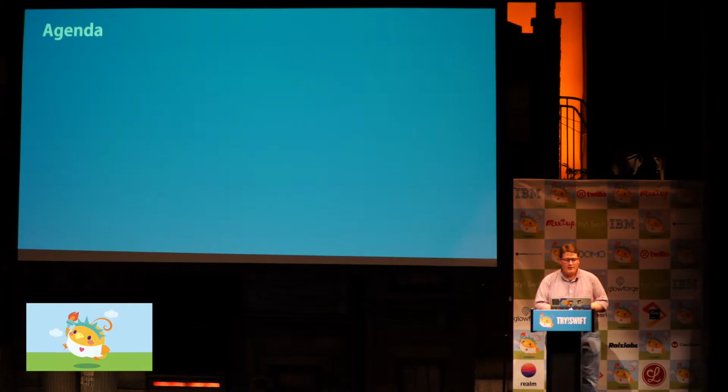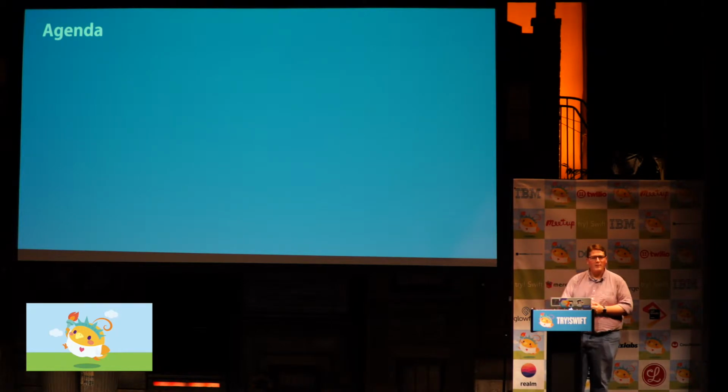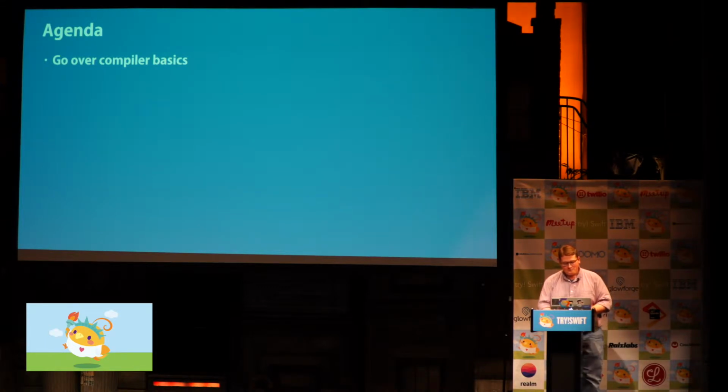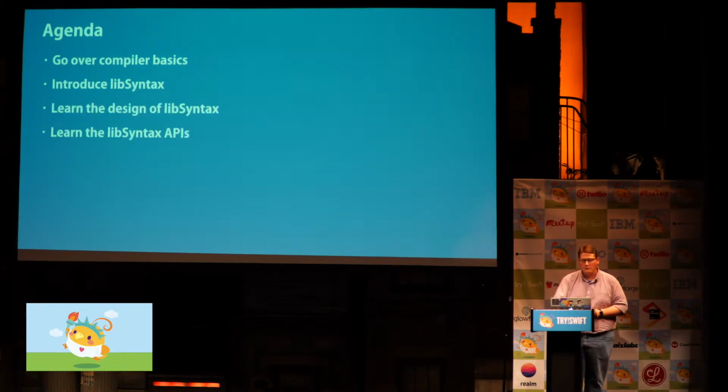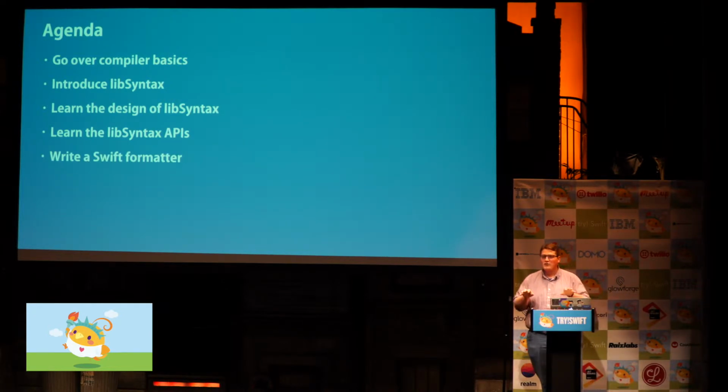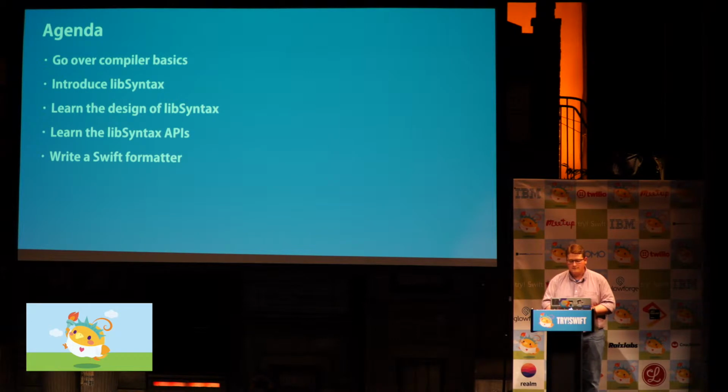So, to get started, I want to tell you a little bit about what we're going to learn today. So first, we're going to go over some compiler basics so everyone can get up to speed about the terminology that we're going to be using, and you hopefully won't have to Google during the presentation. Then I'm going to introduce libSyntax and go through some of its design choices and its APIs that are available. Then we're going to talk about how to write tools by writing a small Swift formatter using libSyntax.